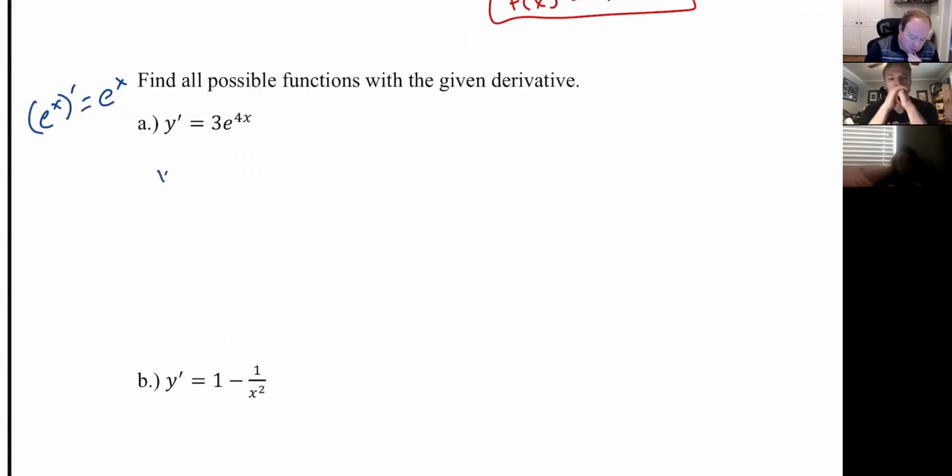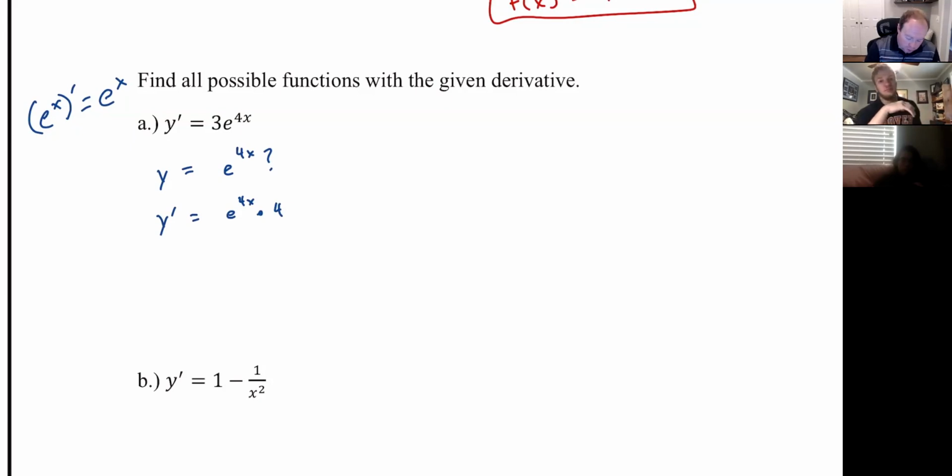So I'm going to take a guess for y, my original function. I'm going to see what the derivative would be if I didn't mess with the chain rule. Well, this is my guess. Y prime, or f prime of x, would then be e to the 4x times the derivative of the inner, which is 4. Okay, so that does give me a little bit of insight.